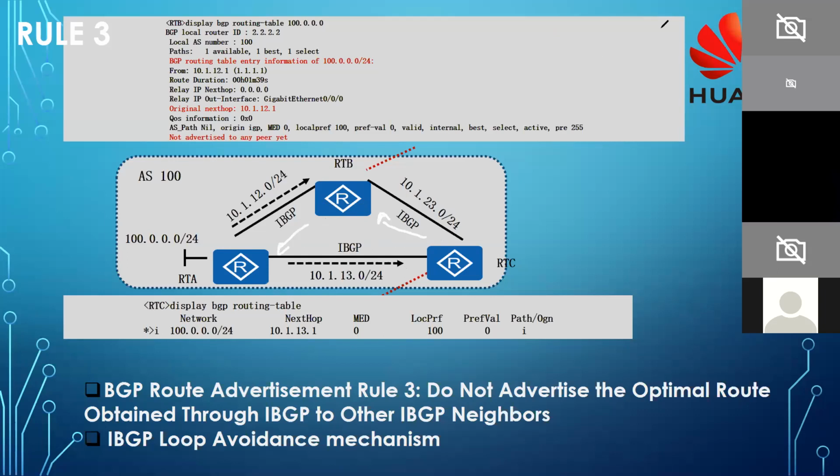Okay, so you can do it by using a route reflector. You can advertise a received iBGP route to an iBGP neighbor when you use a feature called route reflector. But it's beyond the scope of this course.